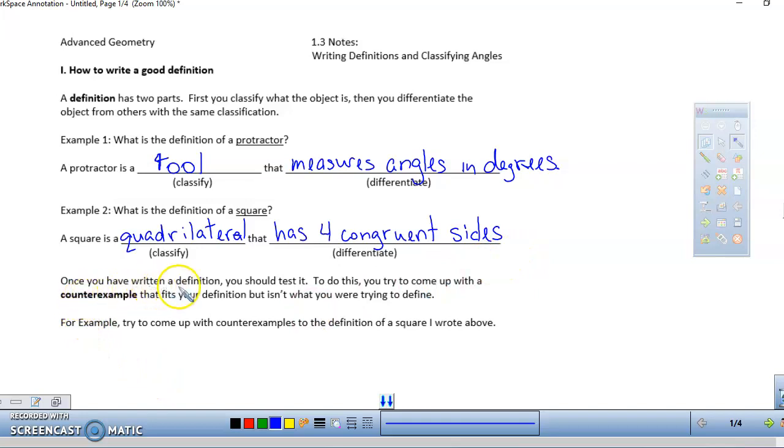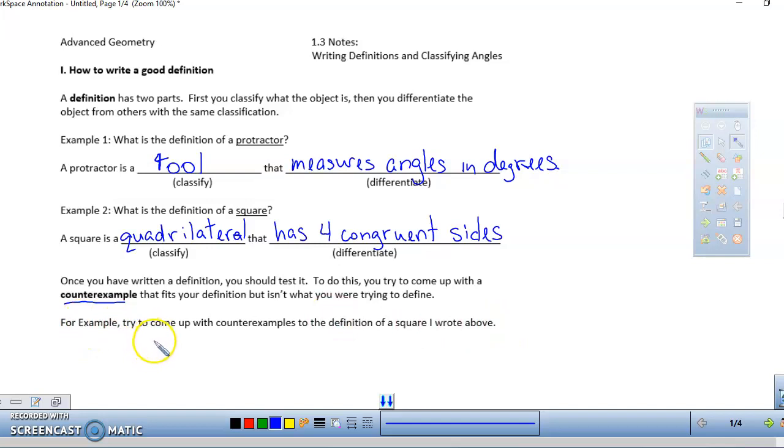So once you have written a definition, you should test it. So to do this, you can try to come up with a counterexample. So if you come up with one counterexample, that makes your statement false. So a counterexample fits your definition but isn't what you were trying to define. So for example, try to come up with counterexamples to the definition of a square that I wrote above. So pause and try to come up with a counterexample.